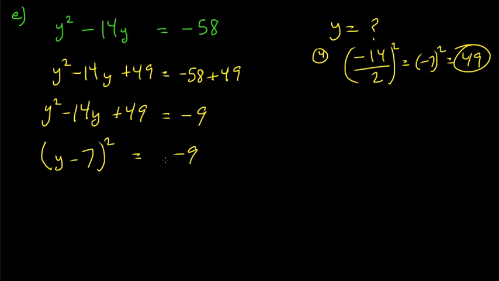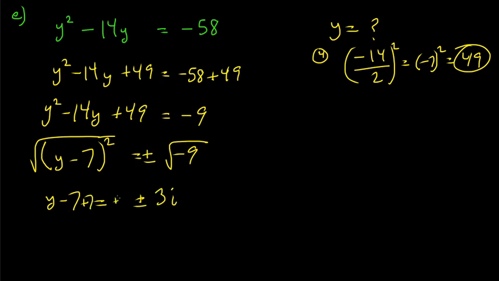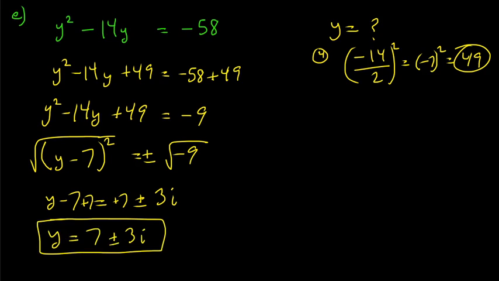Okay, so y minus 7 squared equals negative 9. We're almost done. Just take the square root of both sides. So y minus 7 equals plus or minus the square root of negative 9, which is 3 times i. So just add the 7 to both sides, and you get y equals 7 plus or minus 3 times i. All right. Yeah, one more, part F.